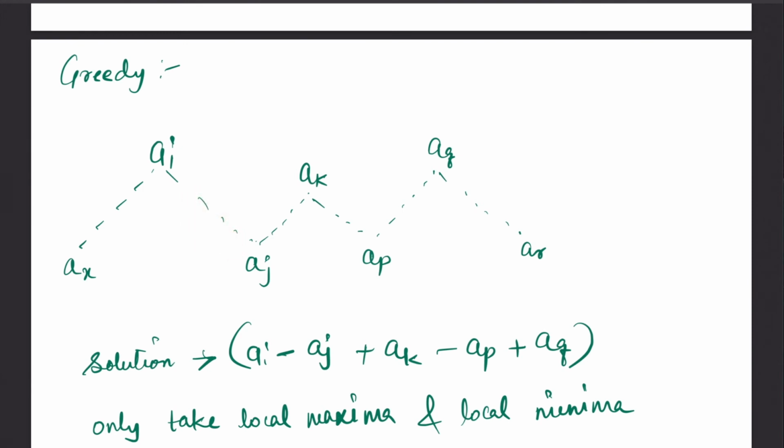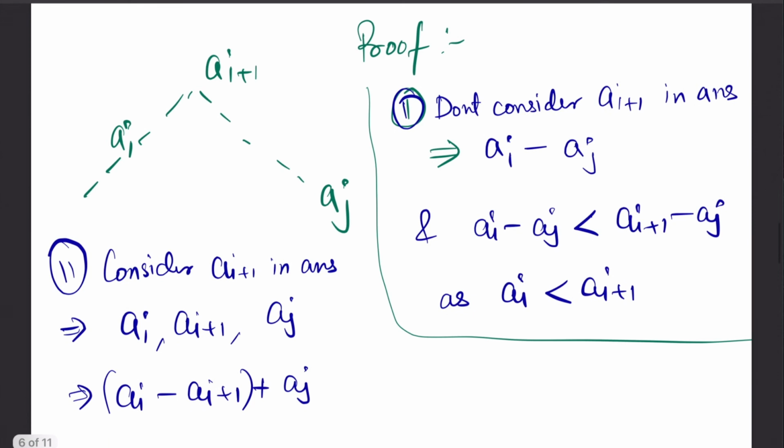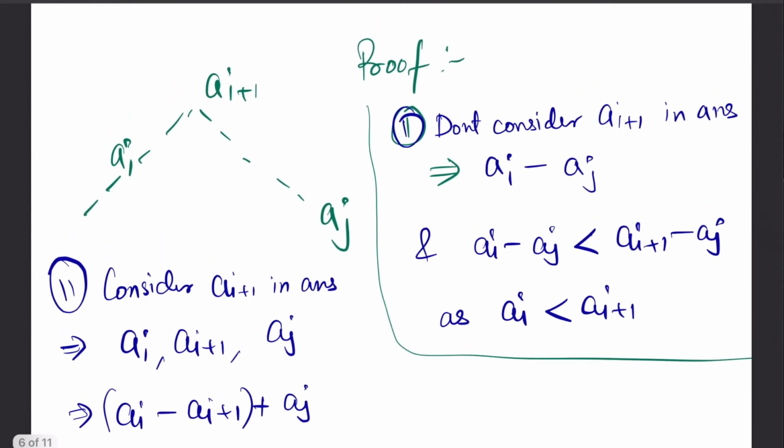Okay, now why does this give me the optimal solution? Let's try to prove it. So firstly, I get the proof for local maxima. Let's say I have this a of i, and this is the local maximum a of i plus 1, and we have a of j, which is always less than this. So let's try to get the proof.